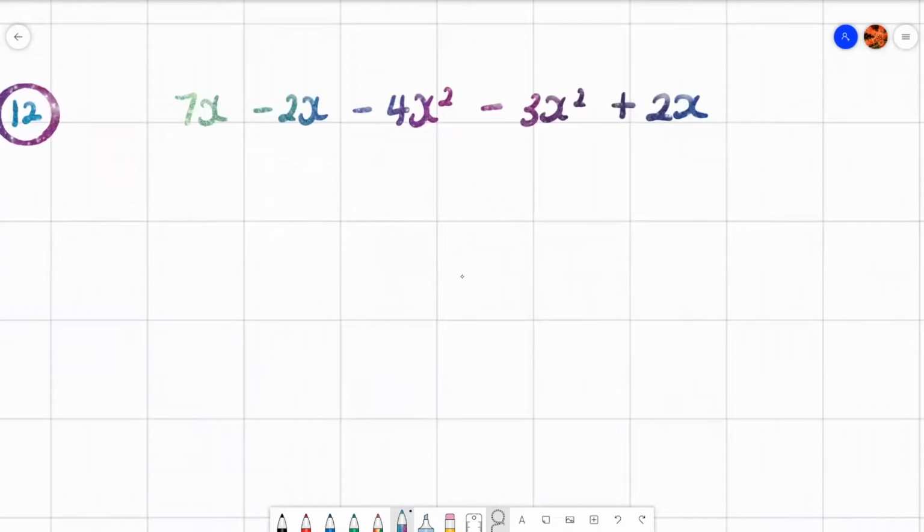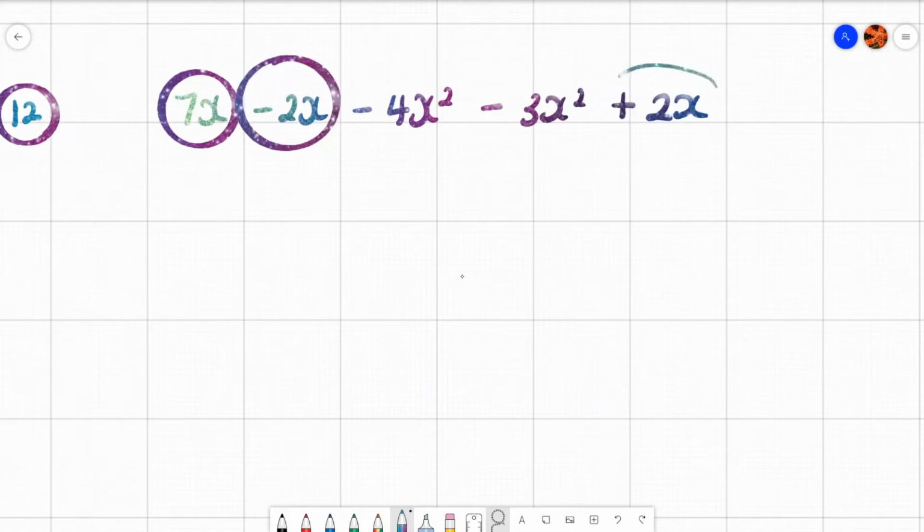So let's deal with the x's first. 7x, take away 2x. Oh, we've got another one, plus 2x. Should we change the last one? I think I'm going to change it to plus 4x actually. Make it a bit different. So 7x take away 2x is 5x. 5x plus 4x is 9x.